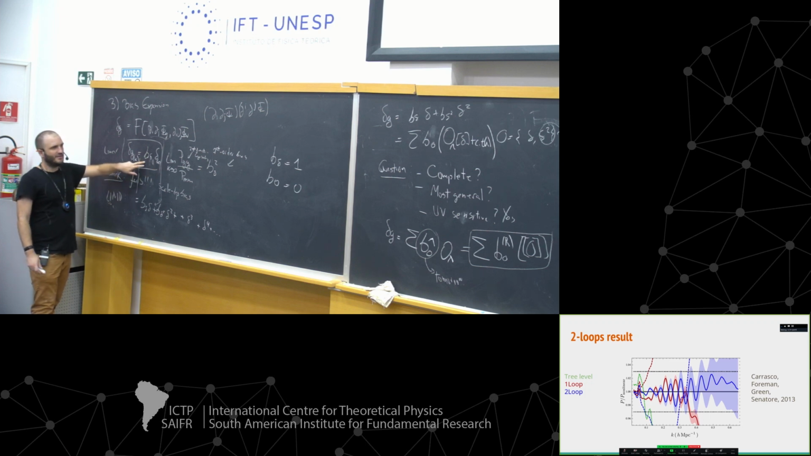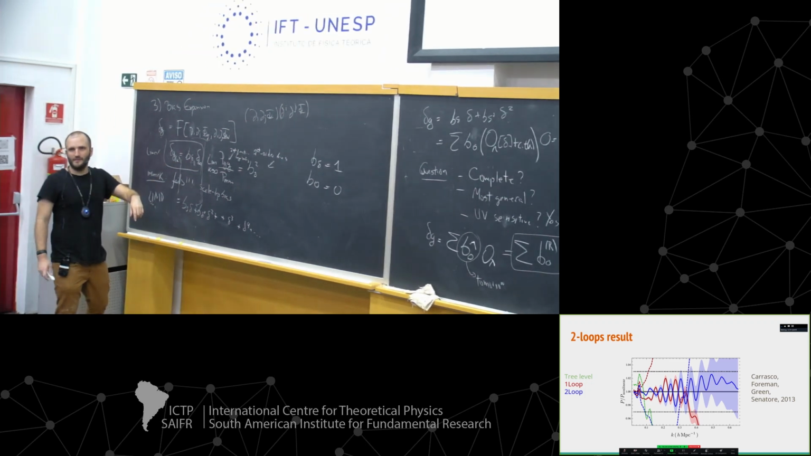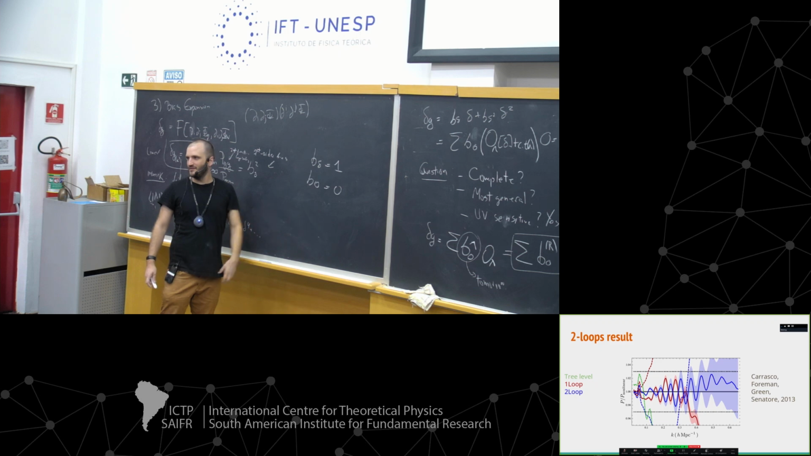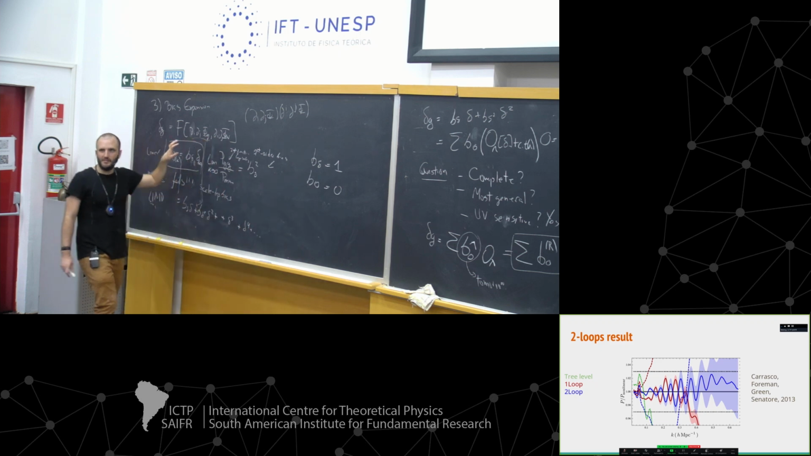So the bias expansion is exactly the same thing we had before, with one specific set of bias parameters we choose. So this is something more general. All included, everything here, everything in the bias expansion.